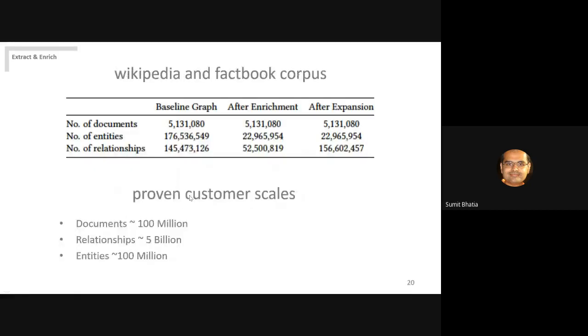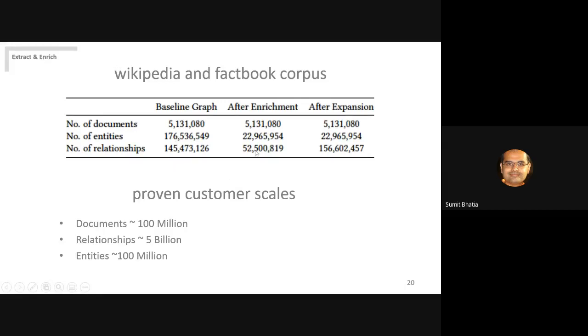And how does it actually affect things? We took Wikipedia and the CIA Factbook as our input sources. We had two corpora, so information from these two sources. When we ran the first step, just applying the open information extraction system and the named entity relation systems, out of more than 5 billion documents, we got 176 entities and 145 million relationships.